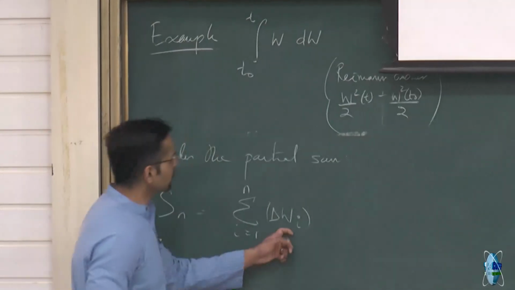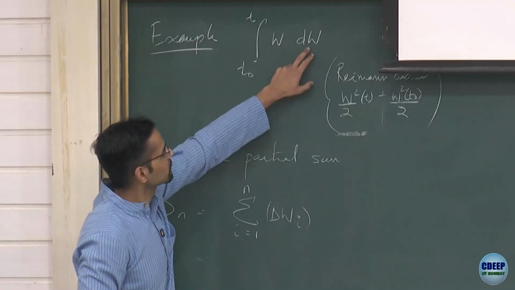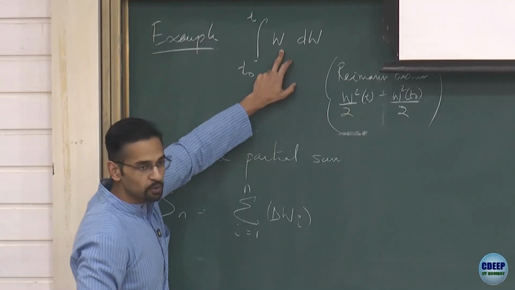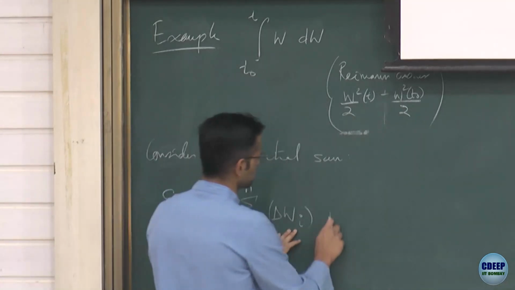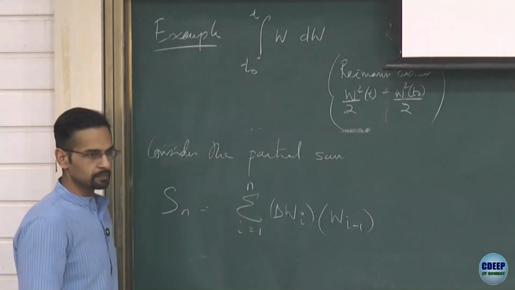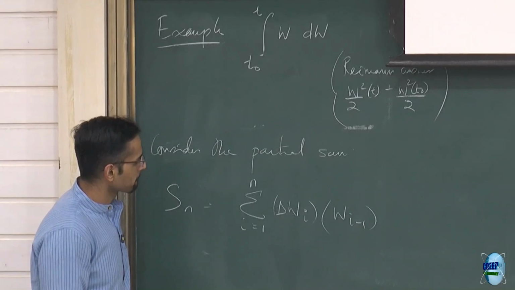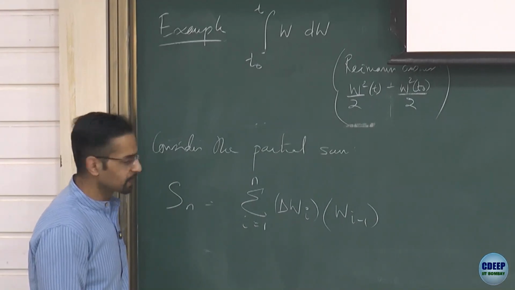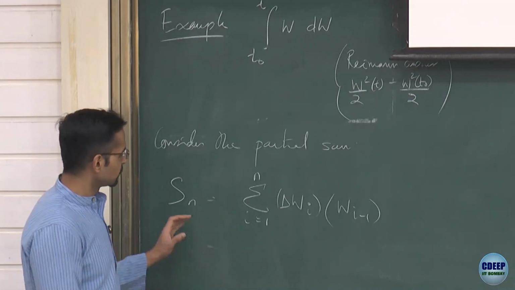So delta Wi is Wi minus Wi minus 1. This corresponds to this. And W should be evaluated where? At i minus 1, correct?